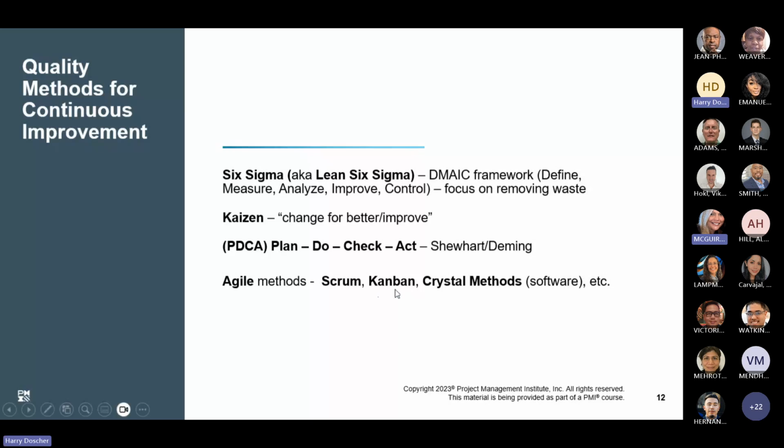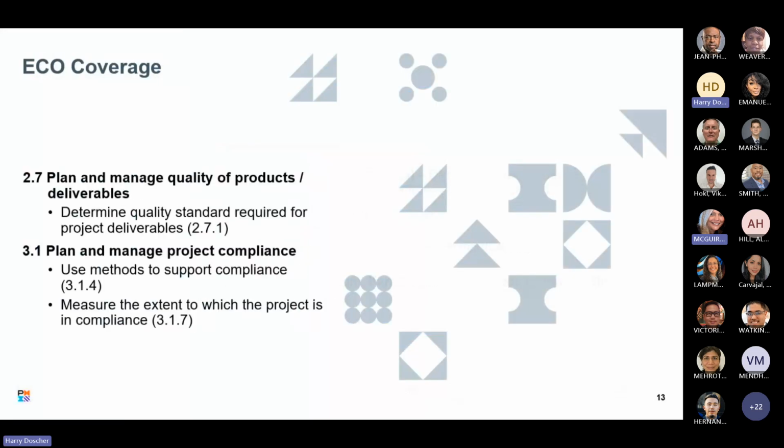Kanban, you can use Kanban methods for accounting for quality improvement. Okay, you need to be discussing it. You need to be planning for it. And crystal methods, your guess is as good as mine. And that's it on quality.